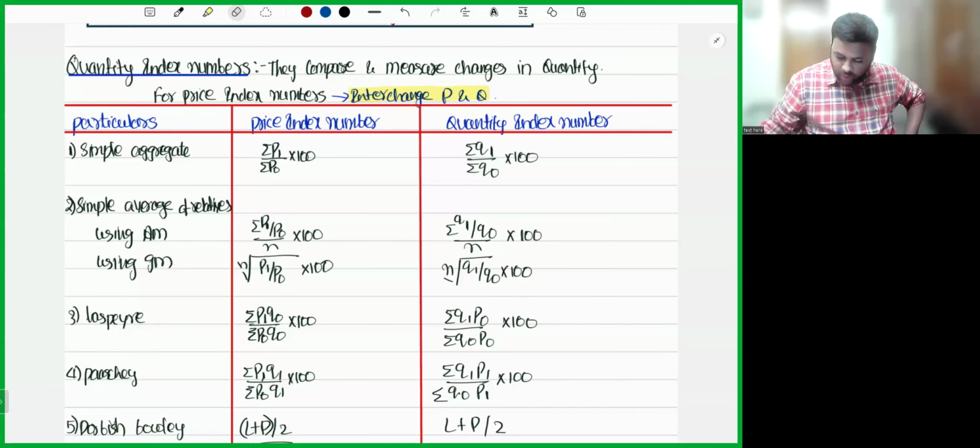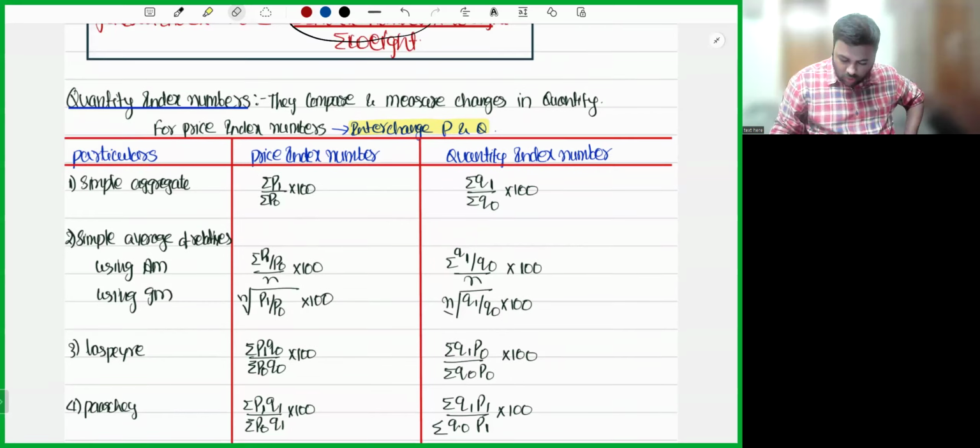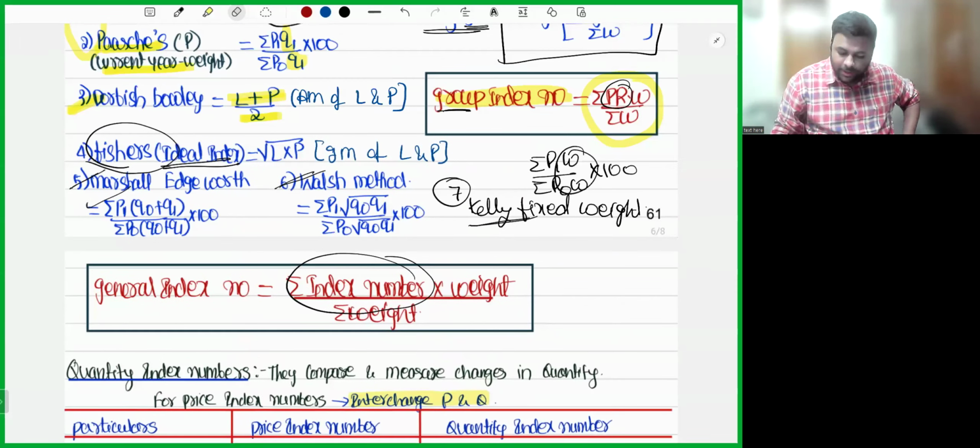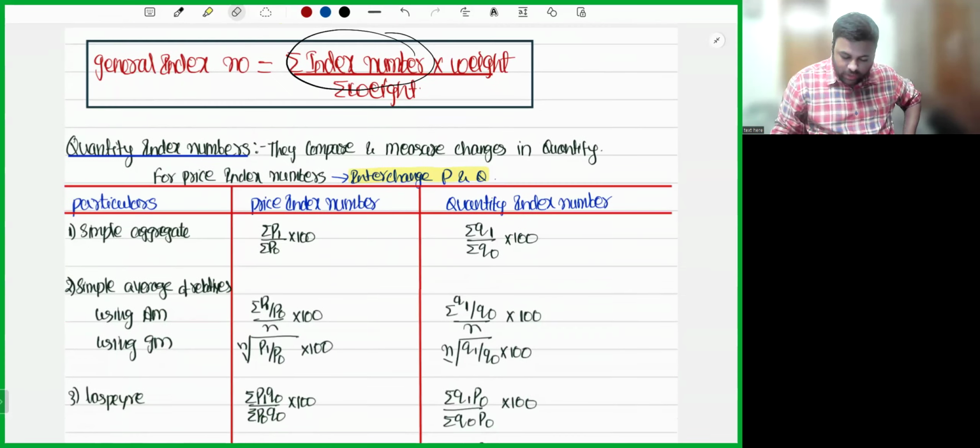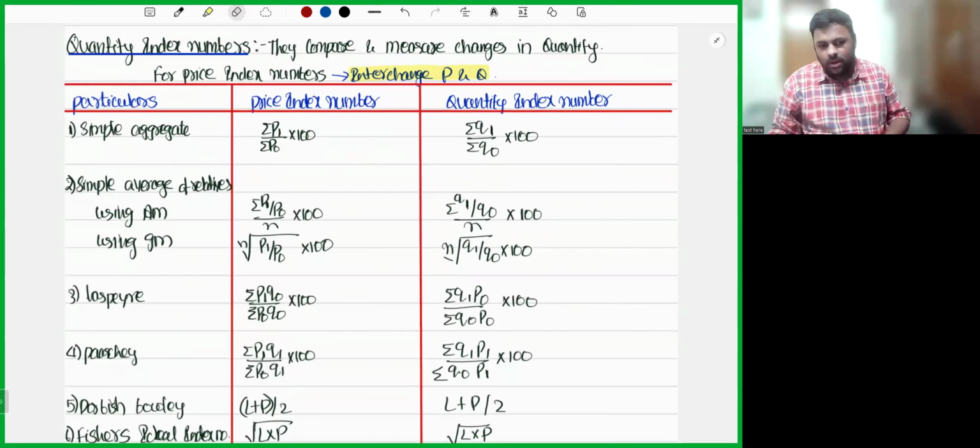So let's continue, my dear friends. Till now we have discussed price index numbers, right? Now let's continue with quantity index. I said there is no practical application of these quantity index numbers in real life. They are just a bookish concept. Quantity index numbers and value index numbers both don't have much application.